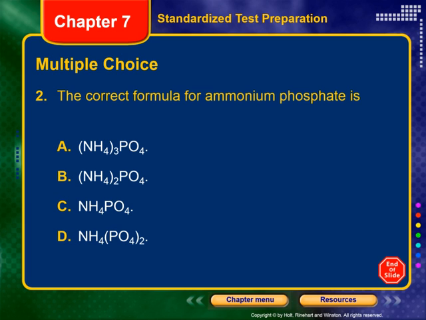So the correct formula for ammonium phosphate is, go ahead and press pause now. Remember, my hint is that the charges for an ionic compound have to algebraically sum to 0. So press pause, do some addition, come back.